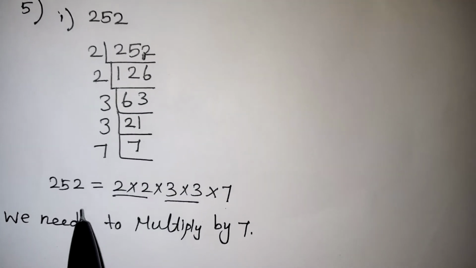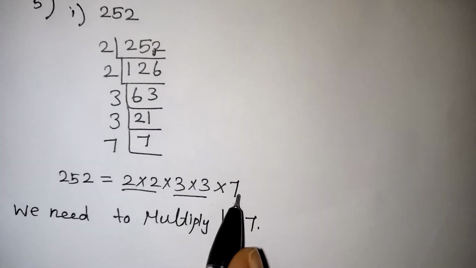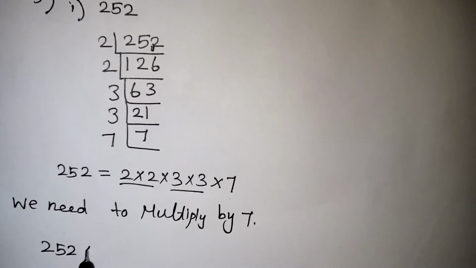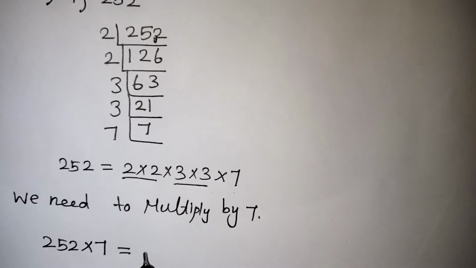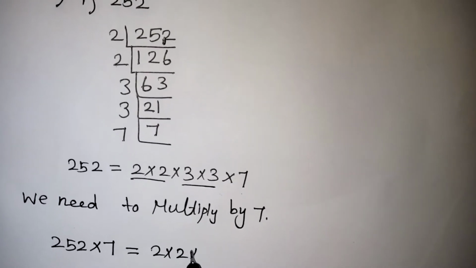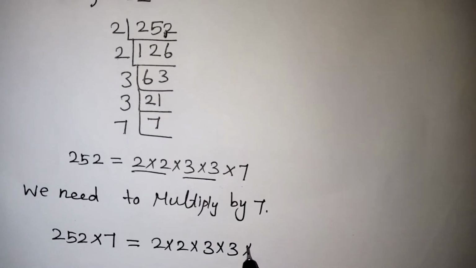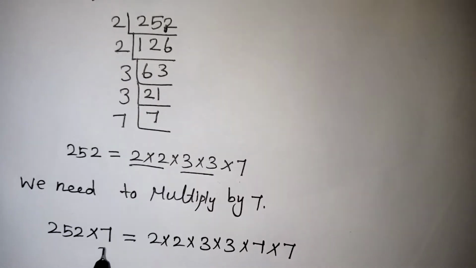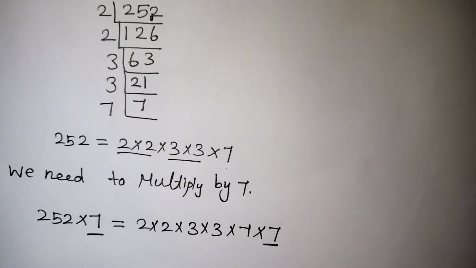So let us multiply 7 on both sides. Here, if you want to make one more 7, here also you have to multiply by 7. So 252 into 7 is equal to 2 into 2 into 3 into 3 into 7 into 7. Both sides we have multiplied by 7. So here also you should multiply by 7.